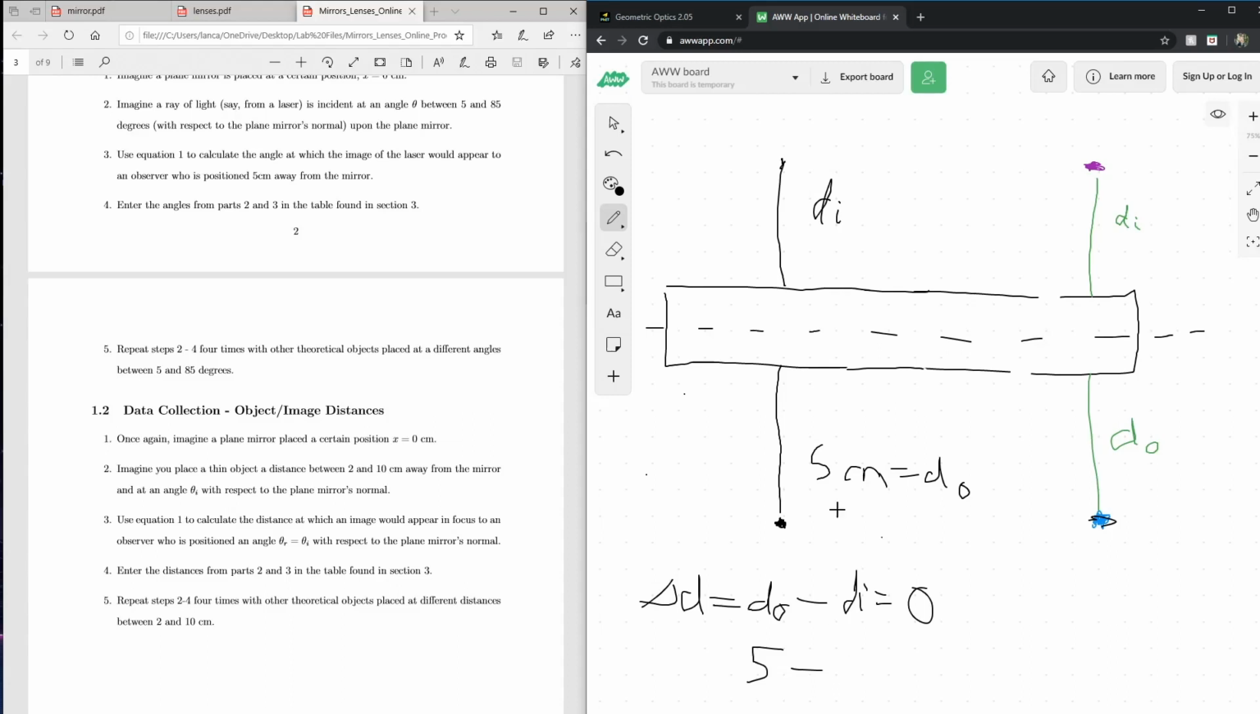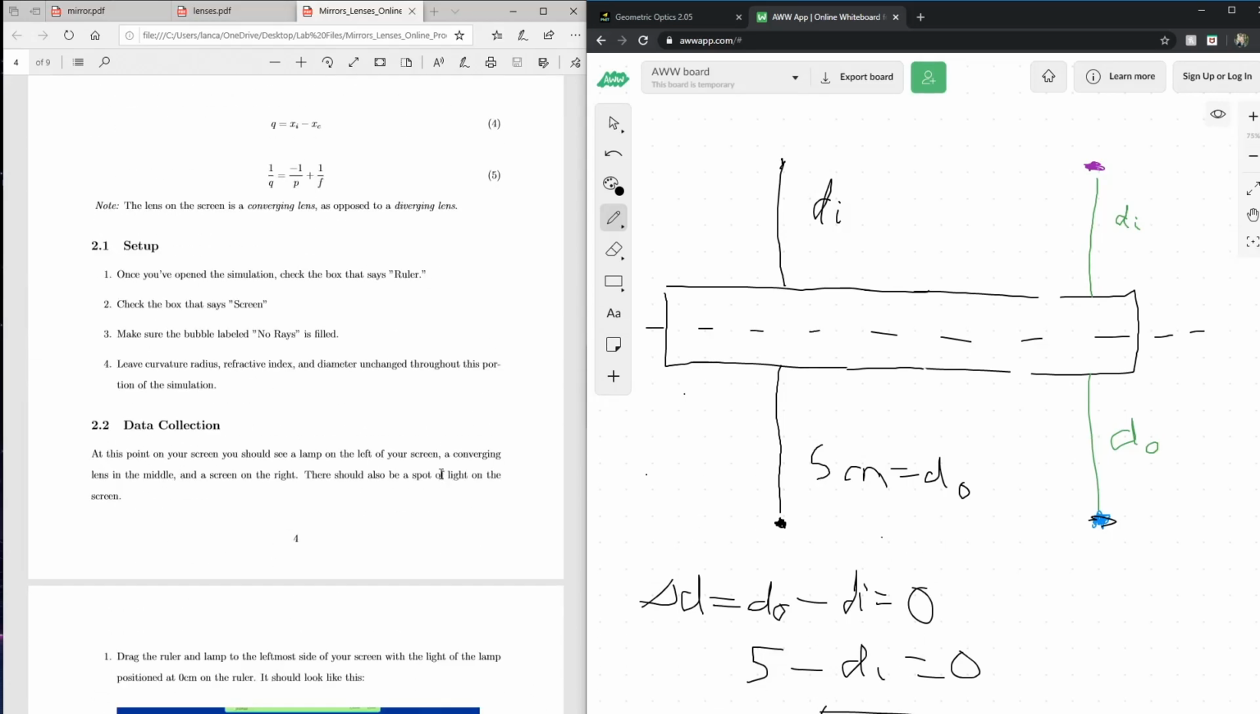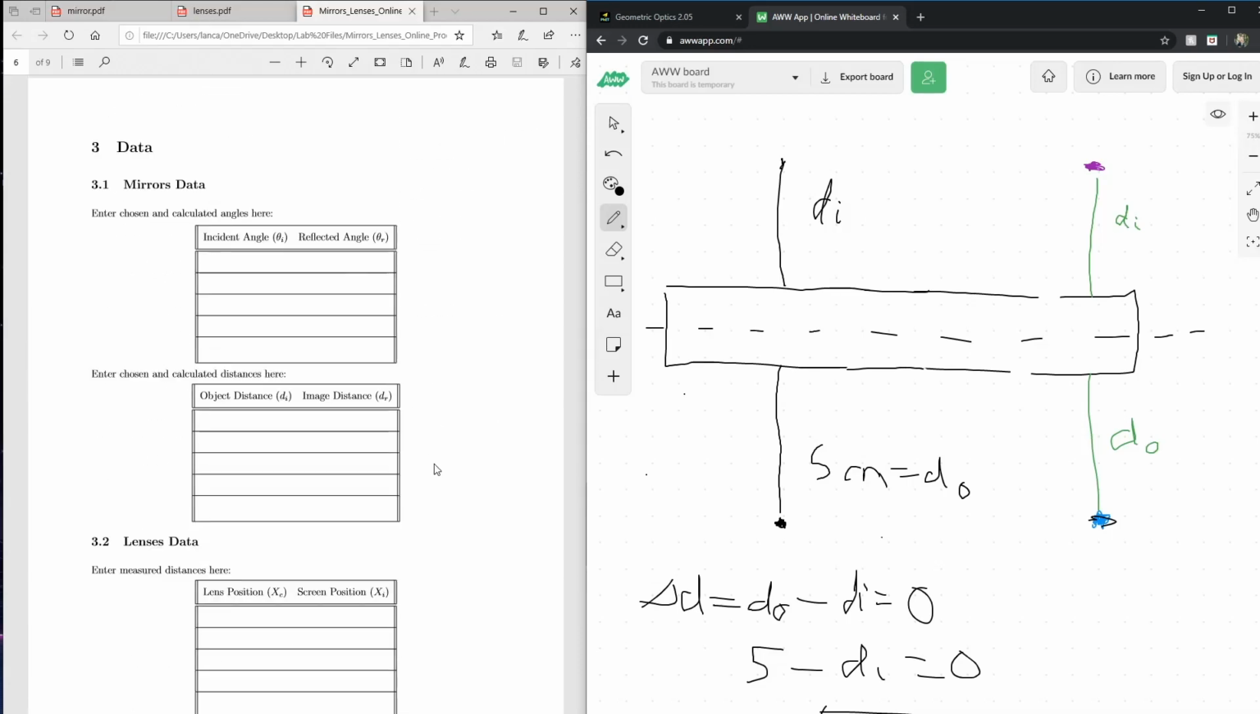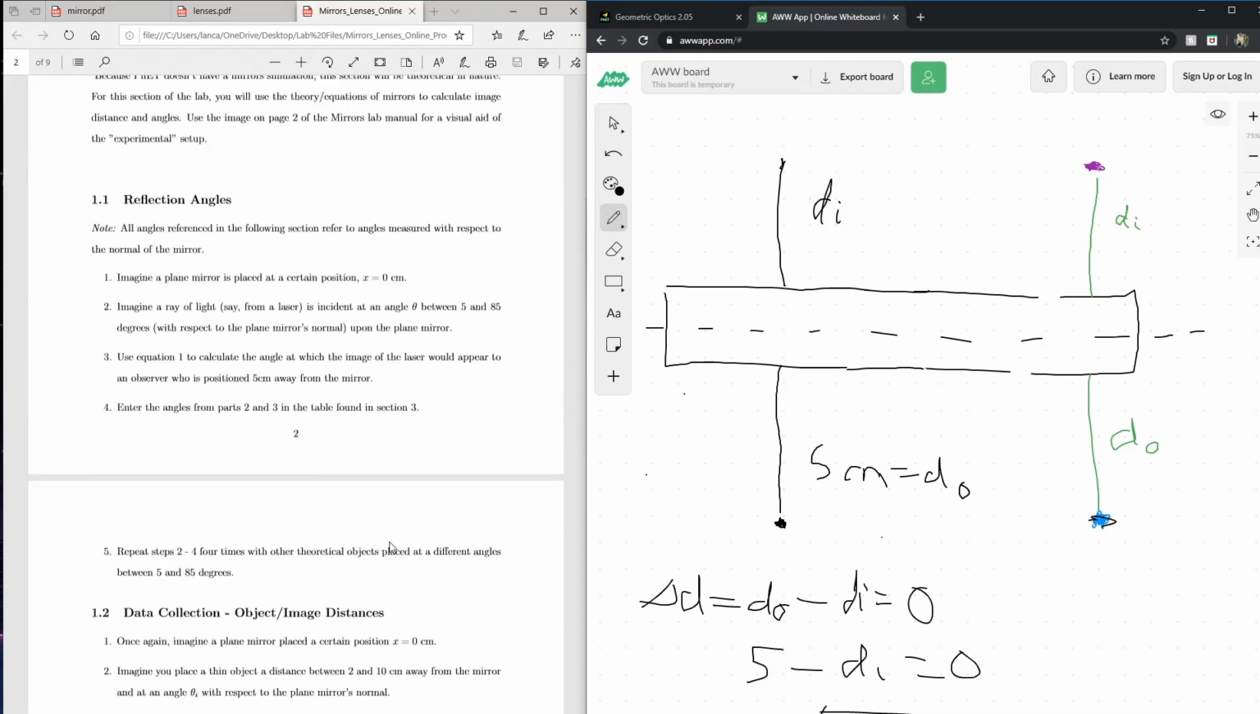So 5 minus di is equal to 0. And again, by advanced methods, that means that di is equal to 5 centimeters. All right, so once we've done that, you can go ahead and head down to the data tables again and just enter those object and image distances in the table here.